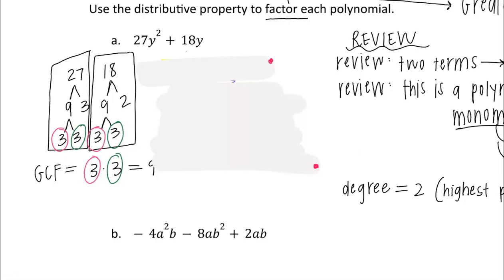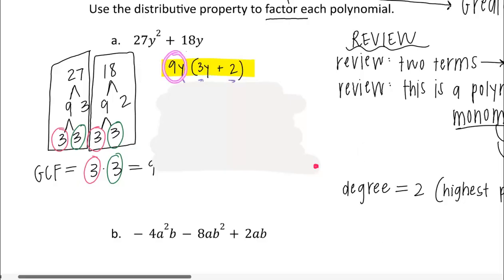So whatever the GCF is, that's what you're going to write in the front. So 9y we write down first. Next, you'll put a parentheses. To figure out what belongs inside the parentheses, you want to keep in mind it's always going to match the same number of terms as what you started with. Since we're starting with 2 terms, I know I should have 2 terms in the parentheses.